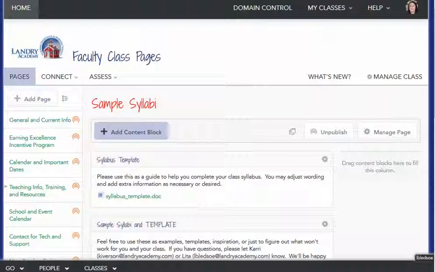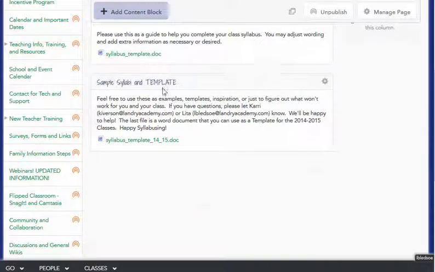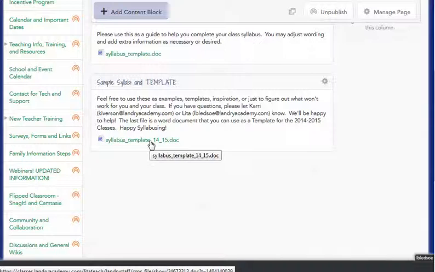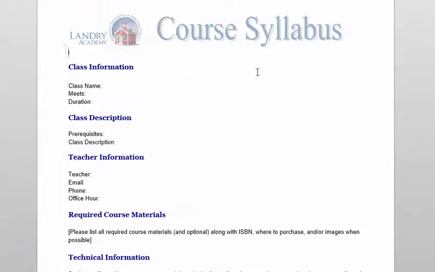So from within the faculty classroom, you would scroll all the way to the bottom of the page, and this is where you would come to sample resources. Now when you open that, you'll see sample syllabi. Right here under sample syllabi and template, we will be posting some from other teachers, but there's a template that you can use. You can download it and open it up, and once you do that, you will have access to edit this and put your information in so that you know that you have not forgotten anything if you are starting from scratch with maybe a new class.